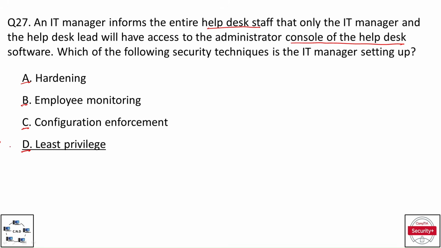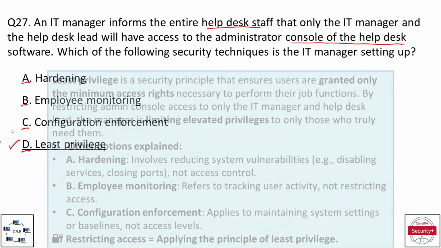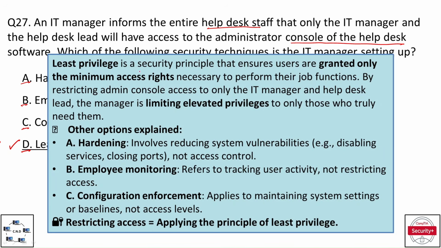Option D, least privilege. So, least privilege is a security principle that ensures users are granted only the minimum access rights necessary to perform their job functions. By restricting admin console access to only the IT manager and help desk lead, the manager is limiting elevated privileges to only those who truly need them.